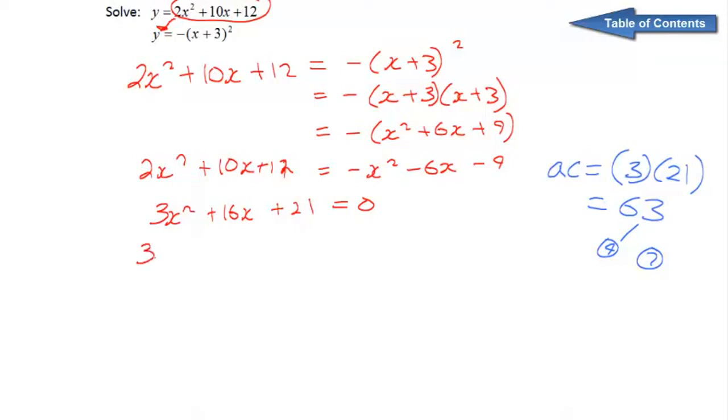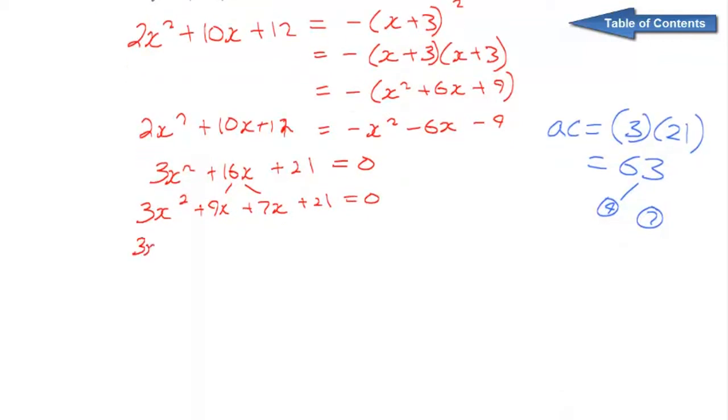So, using the AC method, we have 3x squared, and it's up to you how you want to distribute the 16x. I'm going to write it as 9x plus 7x. Of course, those add to give you 16 and multiply to give you 63, plus 21 equals 0. What can we factor in the first two terms? You can factor out a 3x, which will give you x plus 3, and then I always take whatever that bracket is and I write it over here.